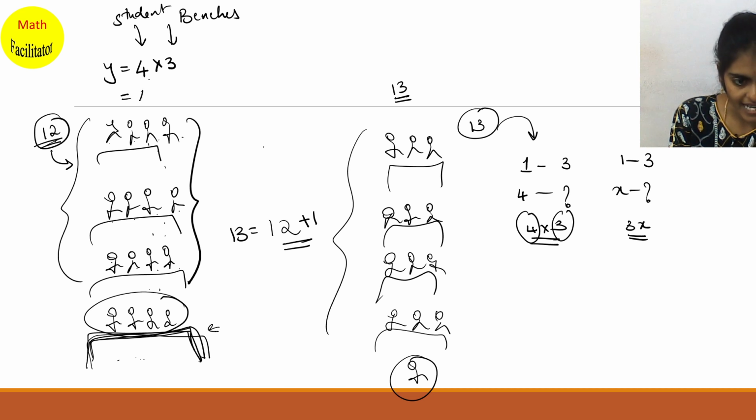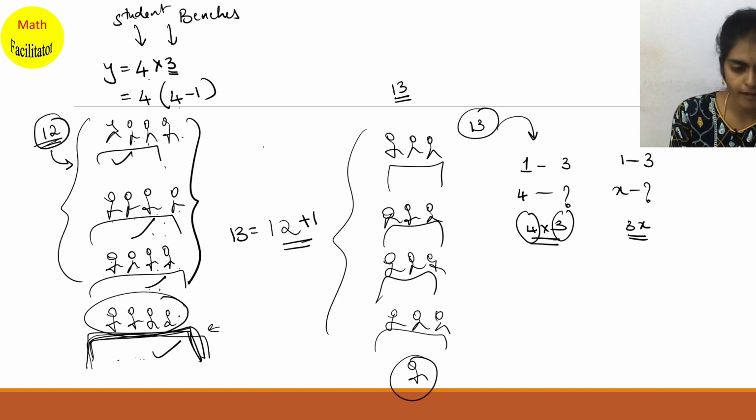Now the same thing, can I write it as 4 into this 3, can I write it as 4 minus 1? 4 is nothing but the total number of benches. 1, 2, 3, 4 benches I have, but this minus 1 is nothing but this bench I am not using. So I am writing it as 4 minus 1. Can I write it in this way?